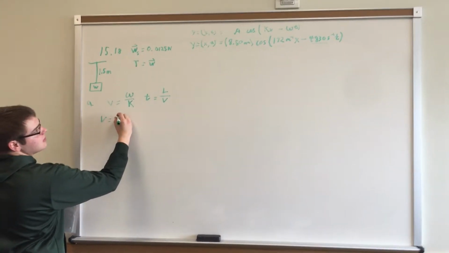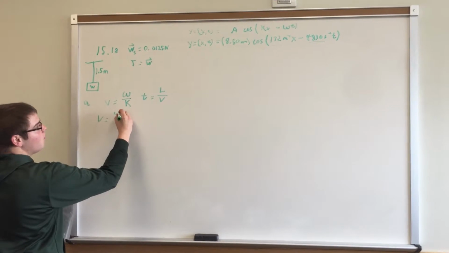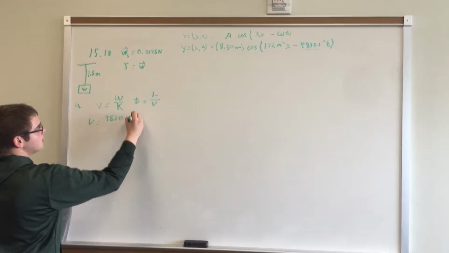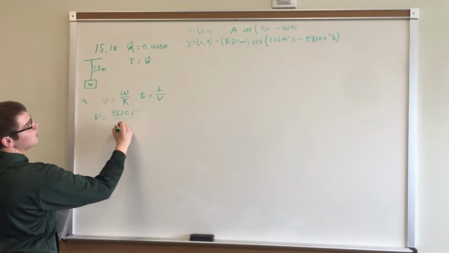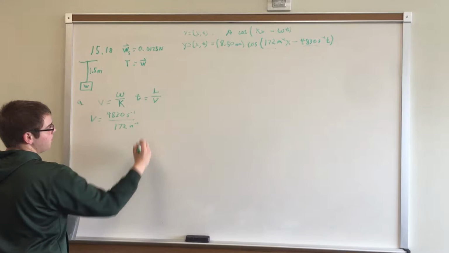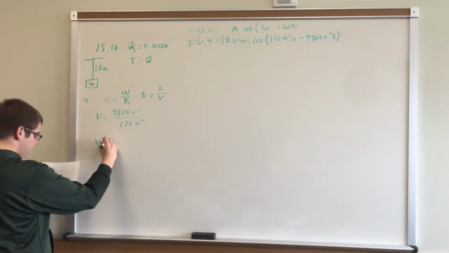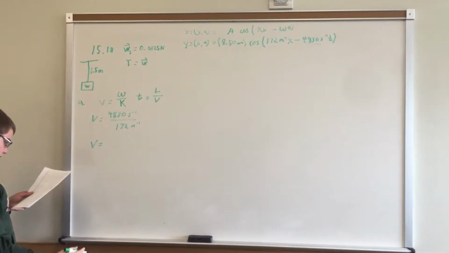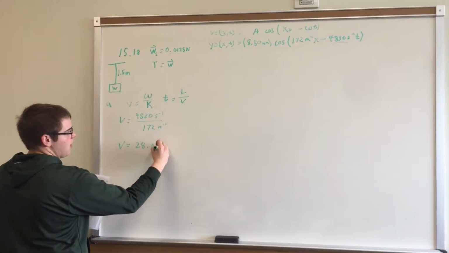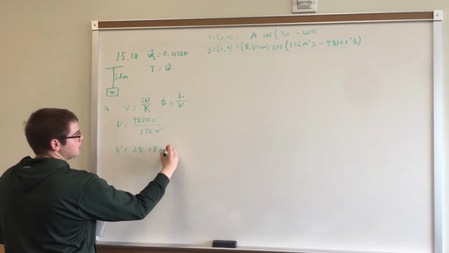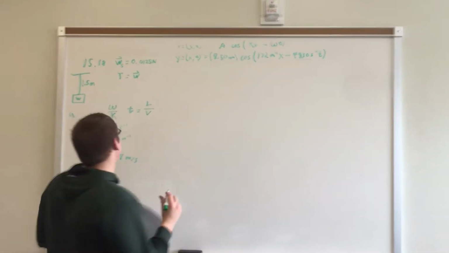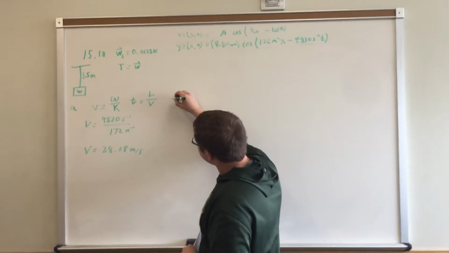And so we get velocity equals 4830 second inverse over 172 meter inverse. And what we find is that our velocity is 28.08 meters per second. And now we're going to take this value and plug it in right here.